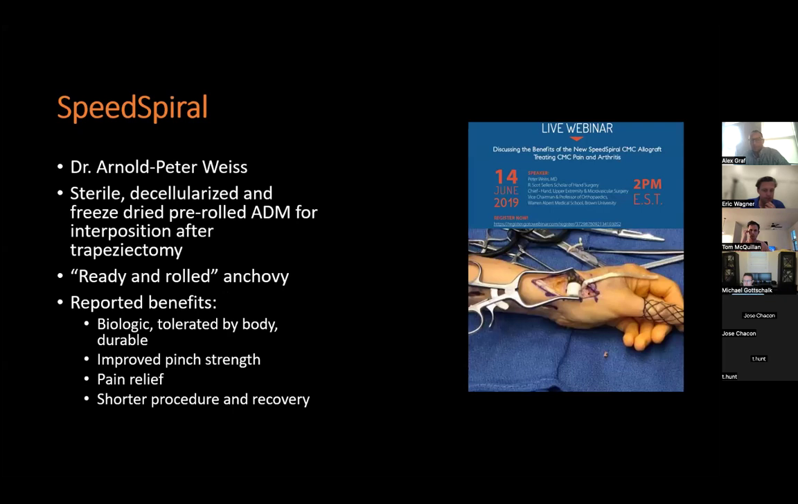The speed spiral is something that, a couple of years ago, was really trying to get off the ground. It was kind of a ready-made anchovy. I think that added to the ease and the expediency of the operation. The problem was the cost, using a rolled up acellular dermal matrix, which is probably at least $1,000, is hard to justify, especially in today's ASC environment. But there were good early results. As far as I know, this really hasn't made it to market.